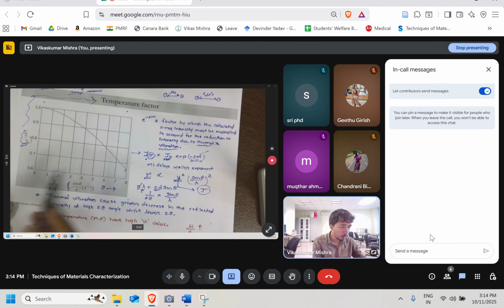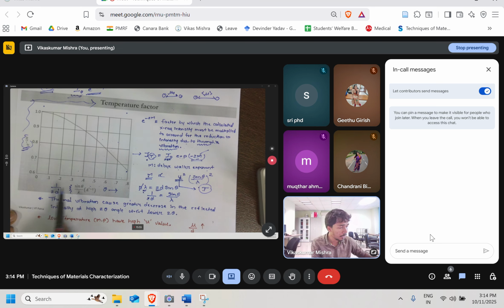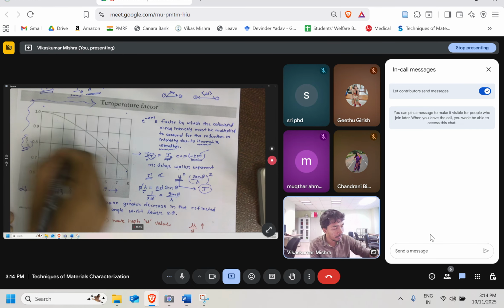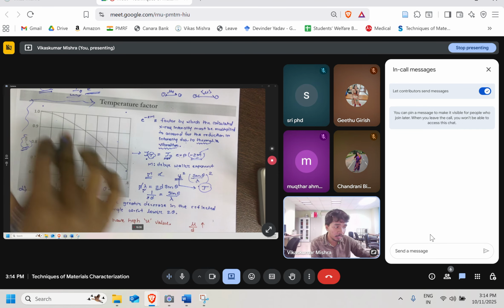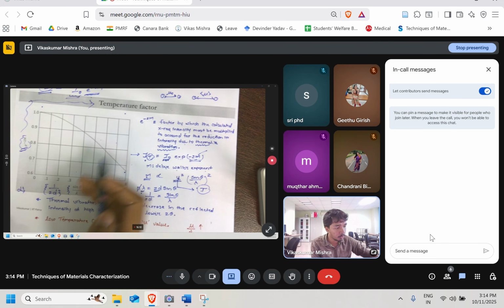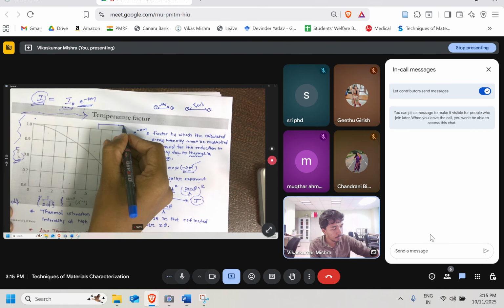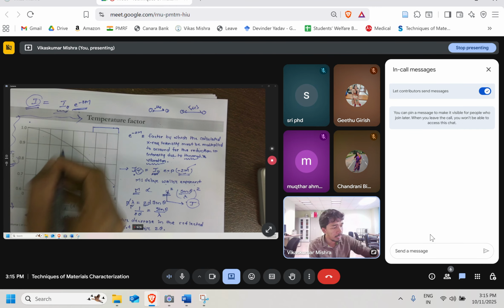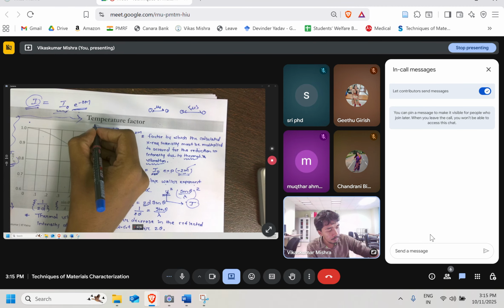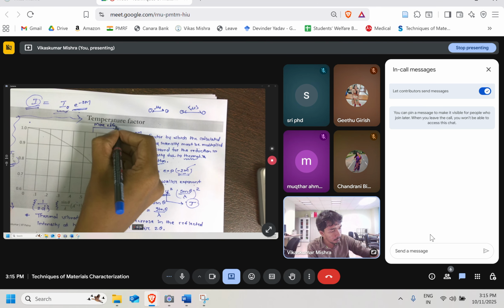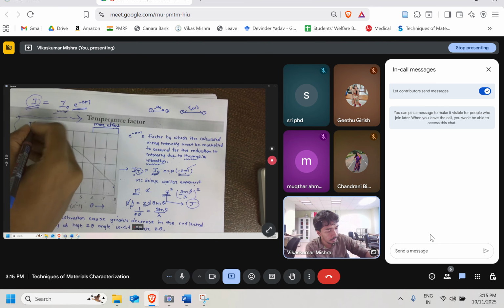So let's try to revisit this graph. As we are moving ahead, this term is increasing, which means that d is decreasing. As d is decreasing, we are seeing that this factor is also decreasing. It means that the intensity will be decreased to a larger extent. So this region is the one where the temperature factor effect will be more. Here the temperature factor effect will be less.